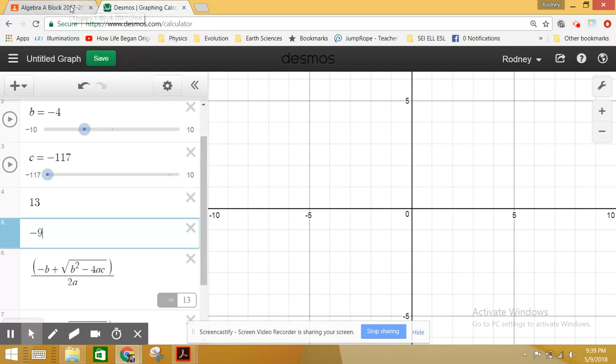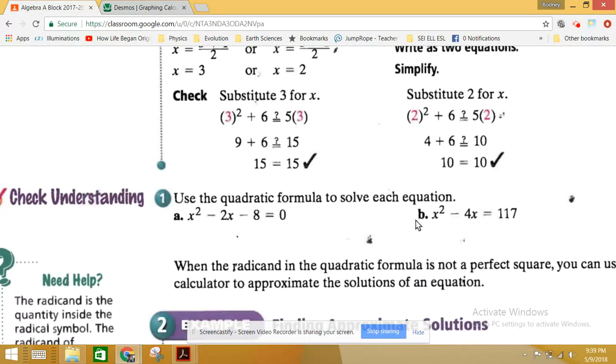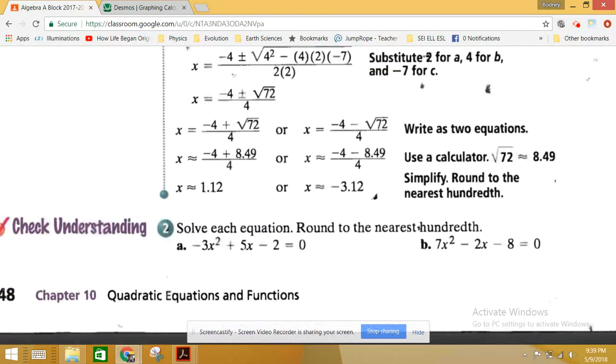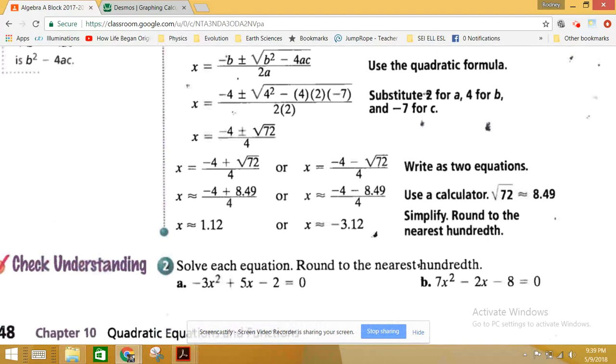So the key on that last one was that you need this in standard form. You need this in ax squared plus bx plus c equals 0, in which case, in this case, it becomes x squared minus 4x minus 117 equals 0. And a is 1, b is negative 4, and c is negative 117. Let's go take a look at check understanding 2 in the next video.